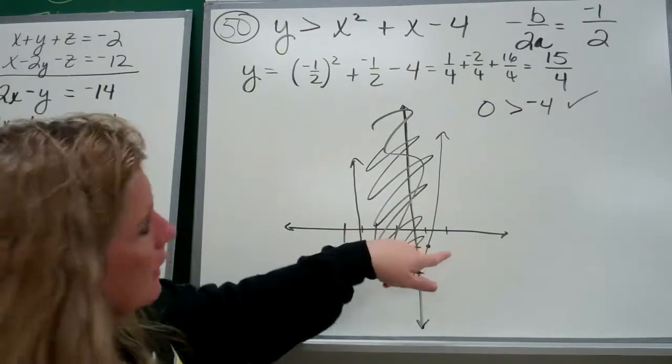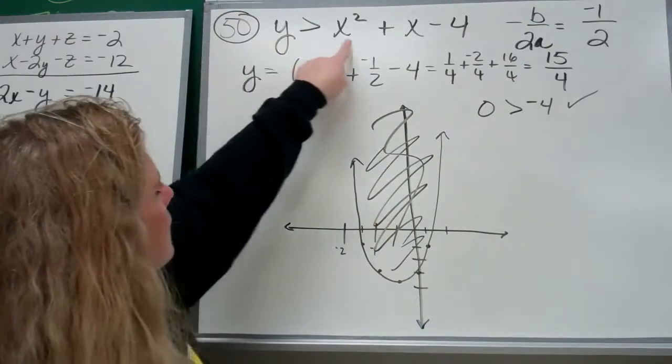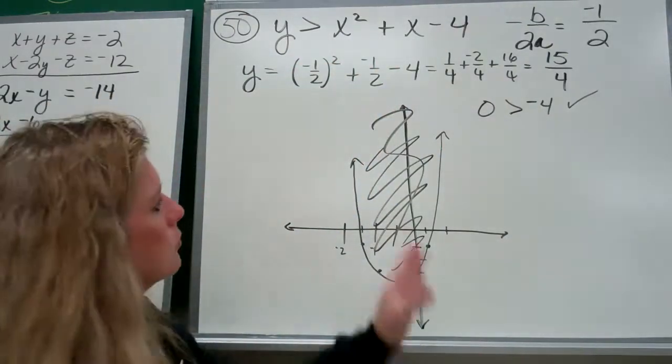(0, 0) is not on the graph. Plug that in. 0 is greater than negative 4. It is true, so that's where we shade.